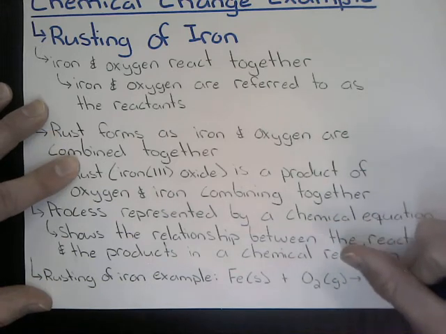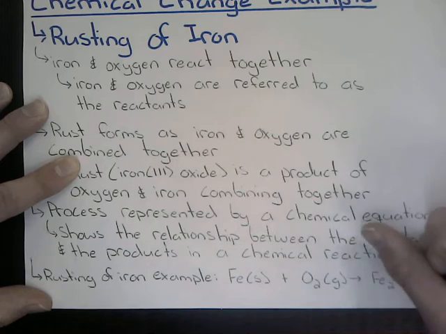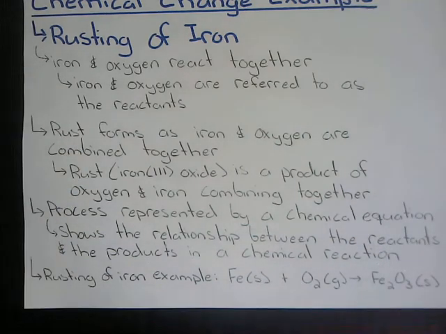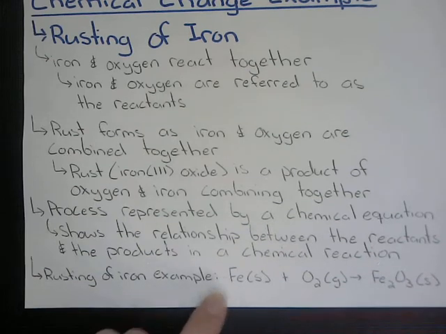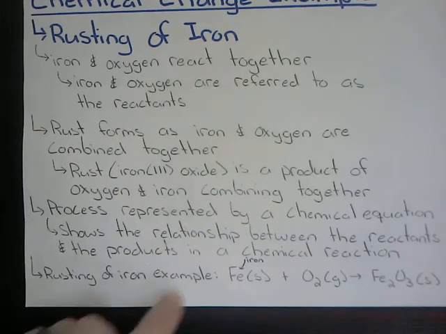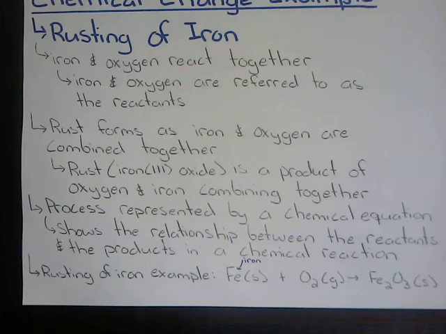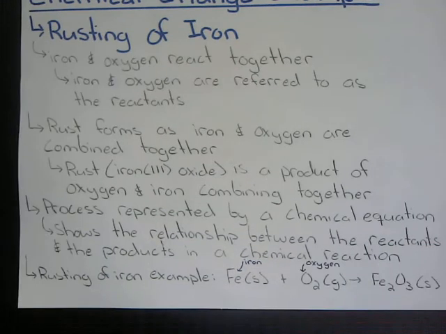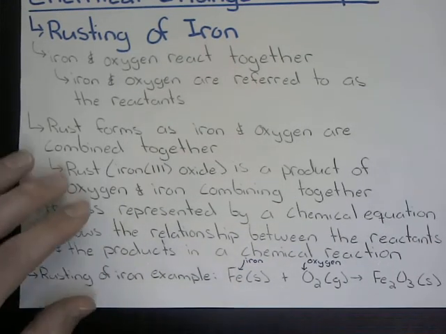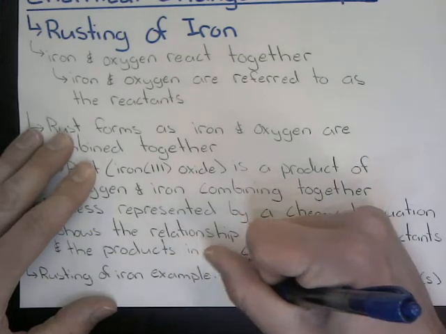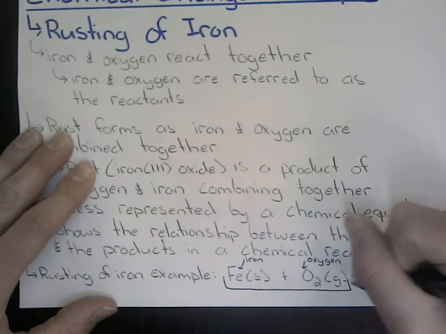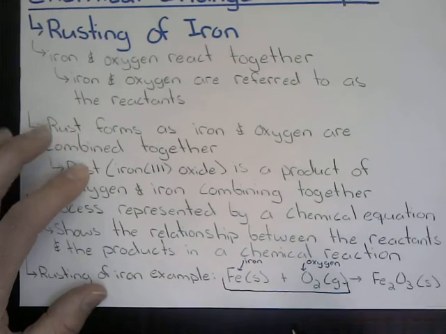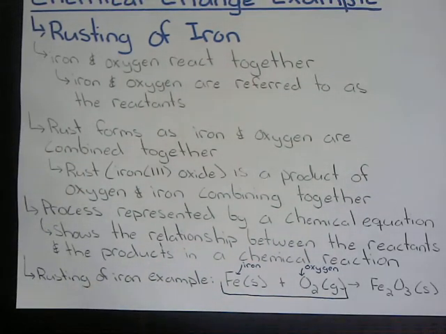Okay, so we would have Fe2O3, which is also a solid. Now, over here is iron, and O2 is our oxygen. And iron and oxygen, because they're on the left-hand side of the equation, these are known as the reactants.